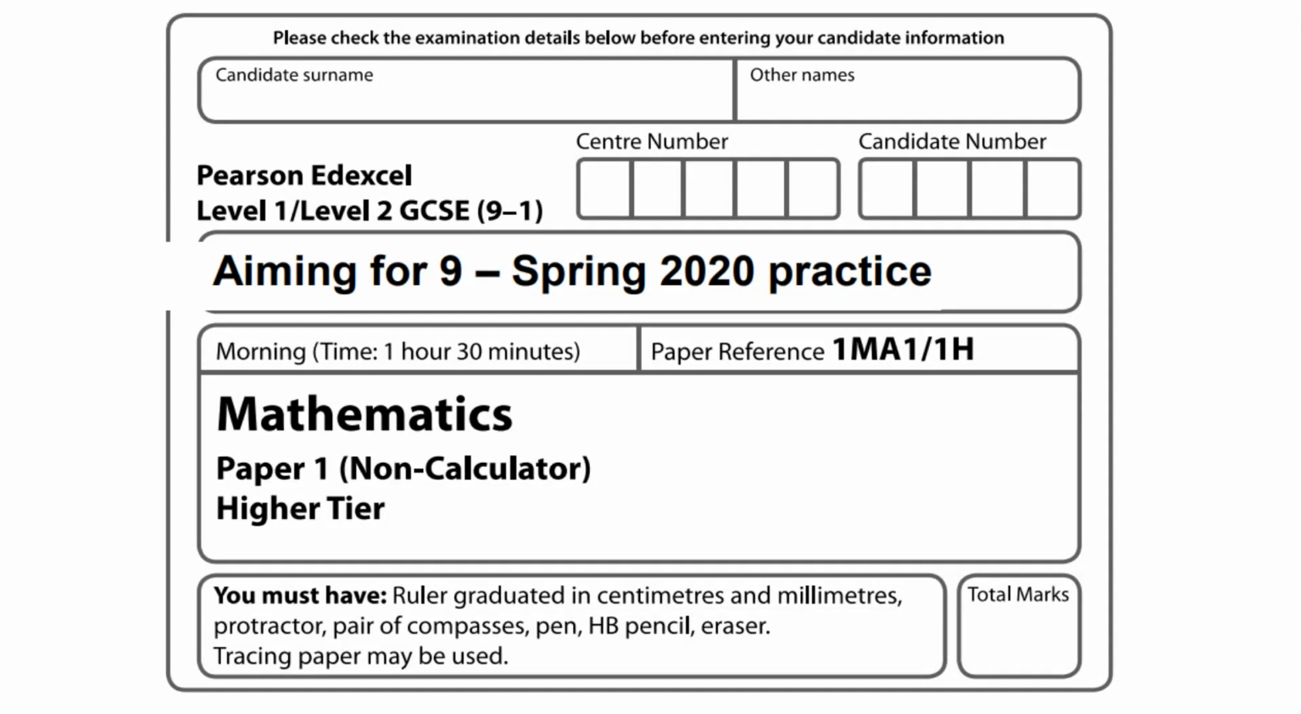This is a Grade 9 Spring 2020 practice. It's Paper 1, so it's non-calculator, and it's obviously higher tier. I think you have an hour and a half to do this full paper.